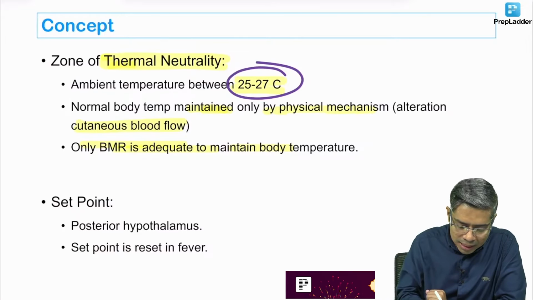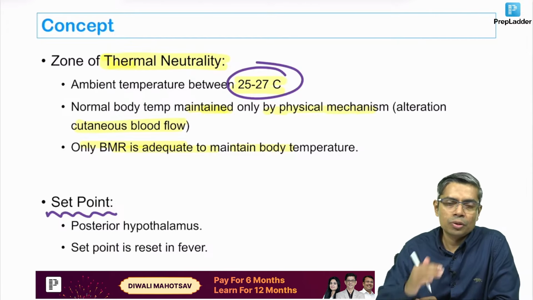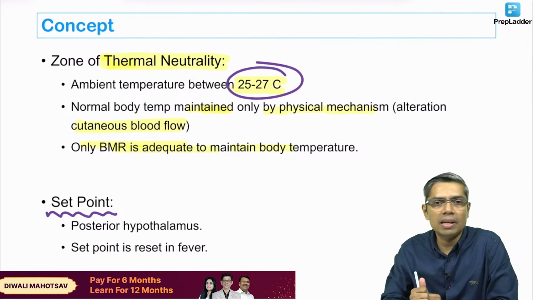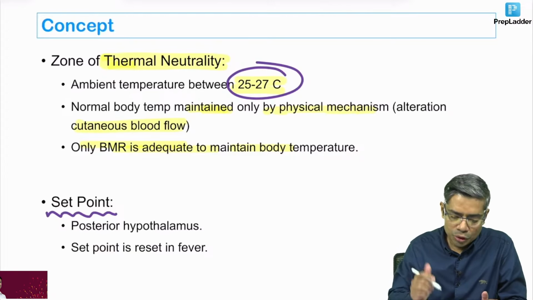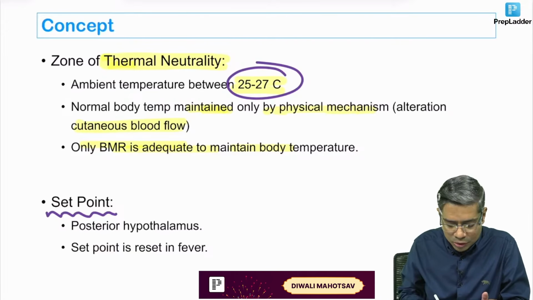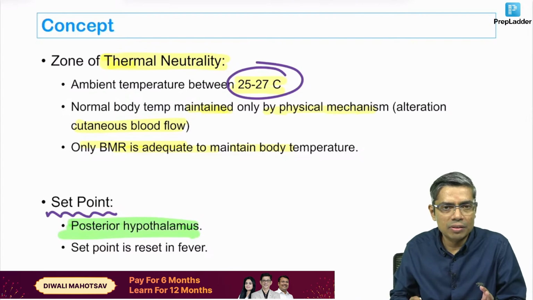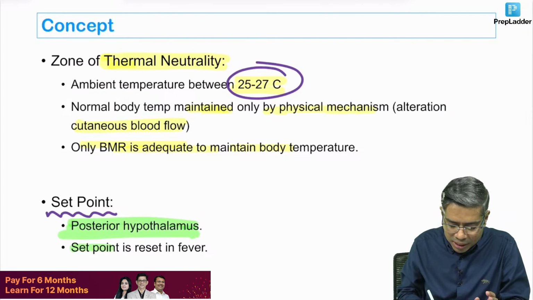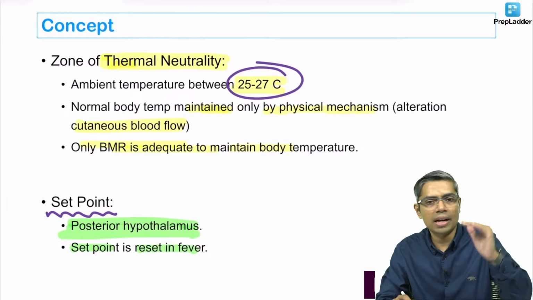Now apart from that, there is a concept of set point. Whenever fever is happening, there will be an increase in the set point of the hypothalamus, because of which the body temperature will also rise. A question may be asked where the set point for thermoregulation is located. You have to remember that the set point of thermoregulation is located in the posterior hypothalamus, and the set point is reset in fever. Whenever fever is happening, the set point will rise to a higher temperature.